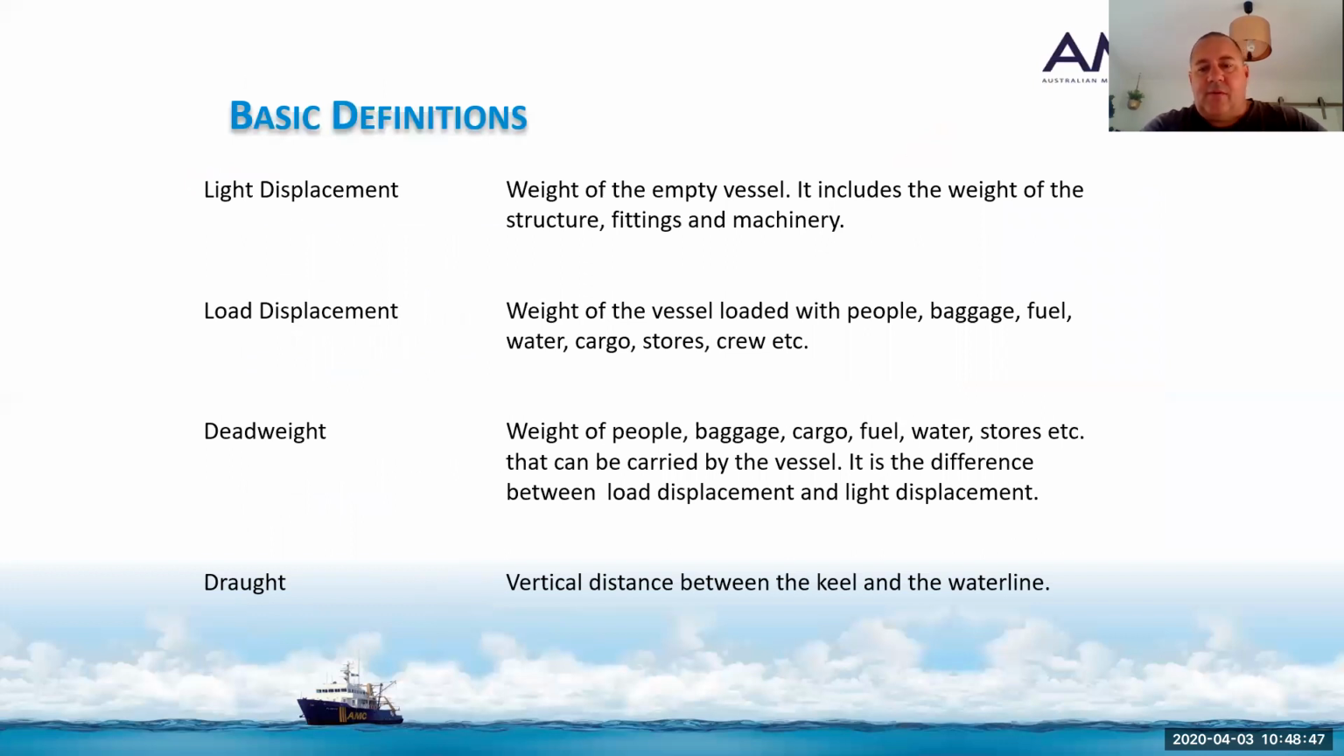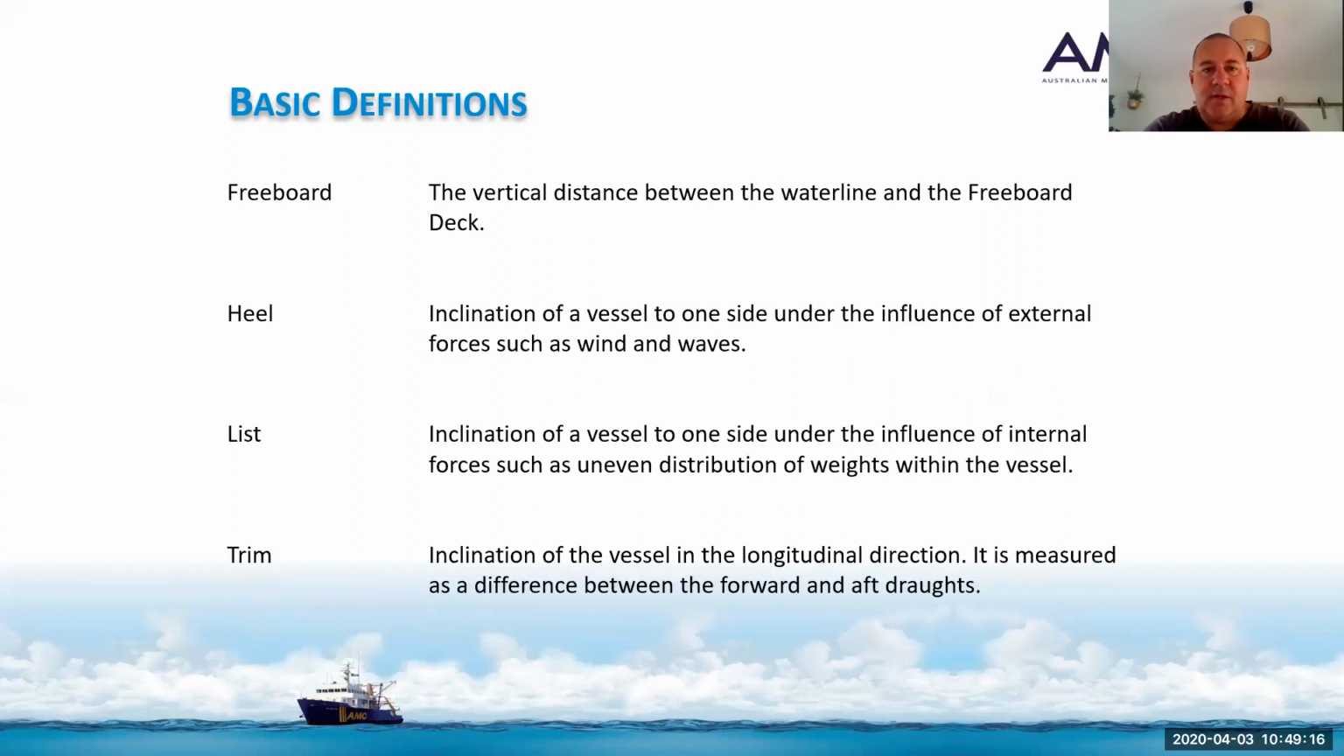So some definitions to get ourselves started. Light displacement: weight of an empty vessel. It includes the weight of the structure, fittings and machinery. Load displacement: weight of the loaded vessel, loaded with people, baggage, fuel, water, cargo, stores, etc. Dead weight is the weight of people, baggage, cargo, fuel, water, stores that can be carried on a vessel, and the difference between the two above, the load displacement and the light displacement, is your dead weight. Draft is the vertical distance from the keel to the waterline. Freeboard is the vertical distance between the waterline and the freeboard deck.